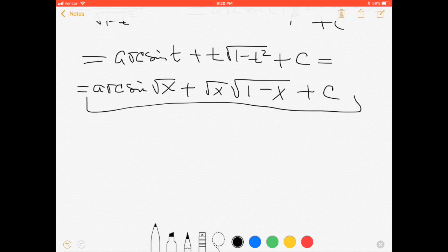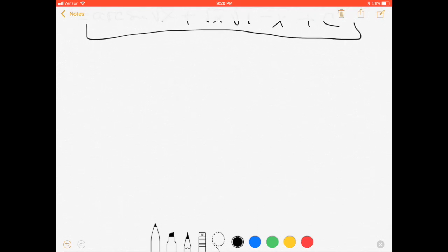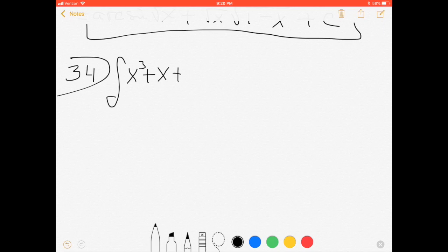Let's do one more example, example number 34. I take this example because here you don't have any roots, but we can use the same method. See what we have here: the integral of x cubed plus x plus 1 over x fourth plus 2x squared plus 1 dx.